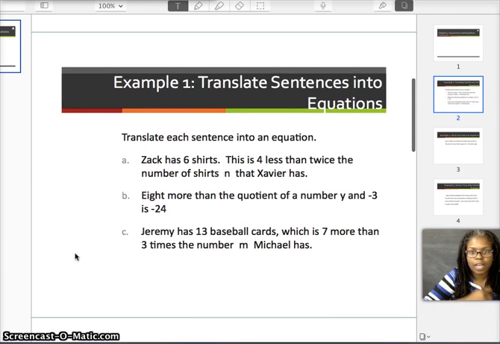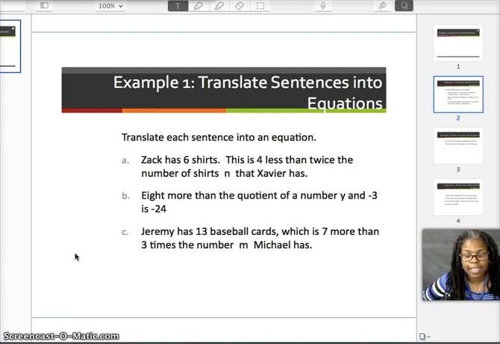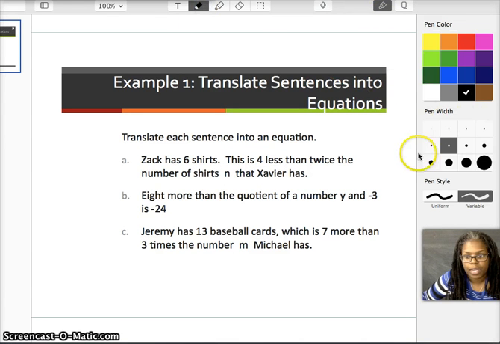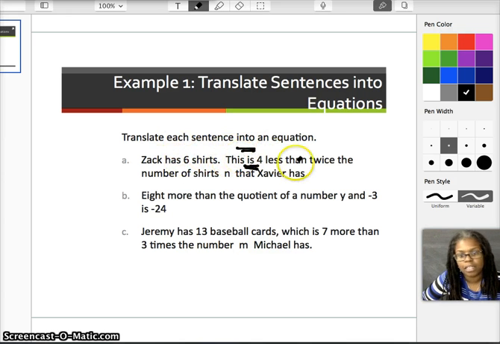So the first set of examples requires us to simply turn each of these statements into equations. So let's look at this first one. We've got Zach has 6 shirts. This is 4 less than twice the number of shirts N that Xavier has. So here's a couple things we need to do. I would like us to observe this very special word, is. Is going to be one of the most important words because this tells me where to put my equal sign. So when I say something is equal to or is less than, I'm saying it is equal to. That really means equal to, so I want you to hold on to that.